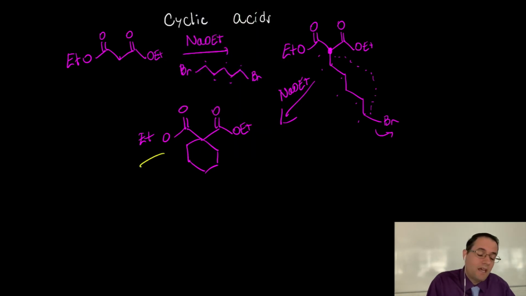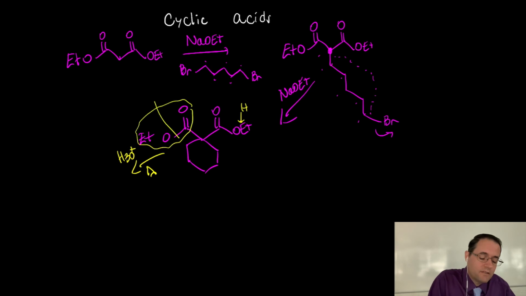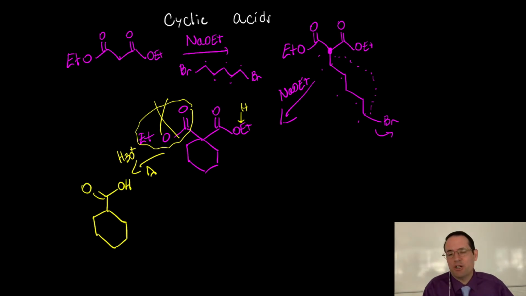Okay, and then we can do the usual thing, H3O plus and heat, and that, remember again, converts this to the carboxylic acid and removes one of these, either the left or the right, it doesn't matter which. So the final molecule here is going to be cyclohexane carboxylic acid, okay? So that's pretty dang nifty, okay?